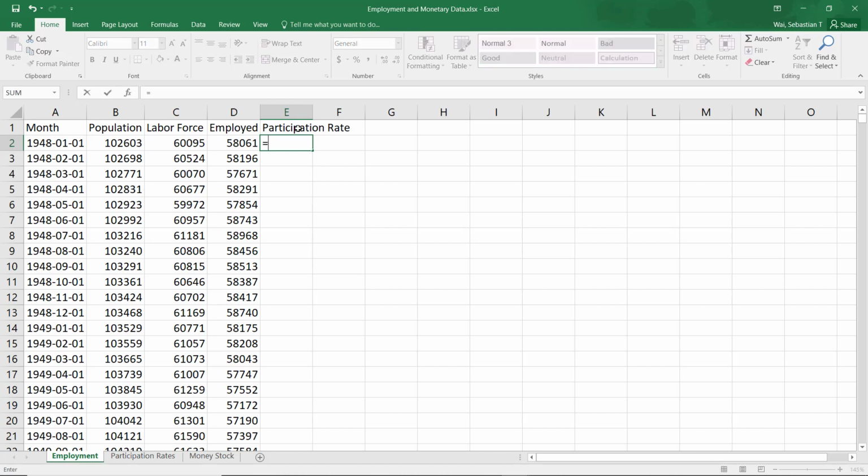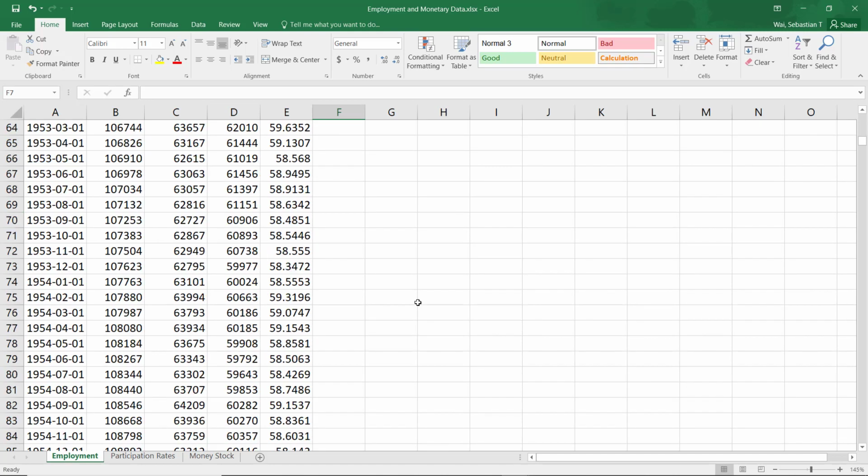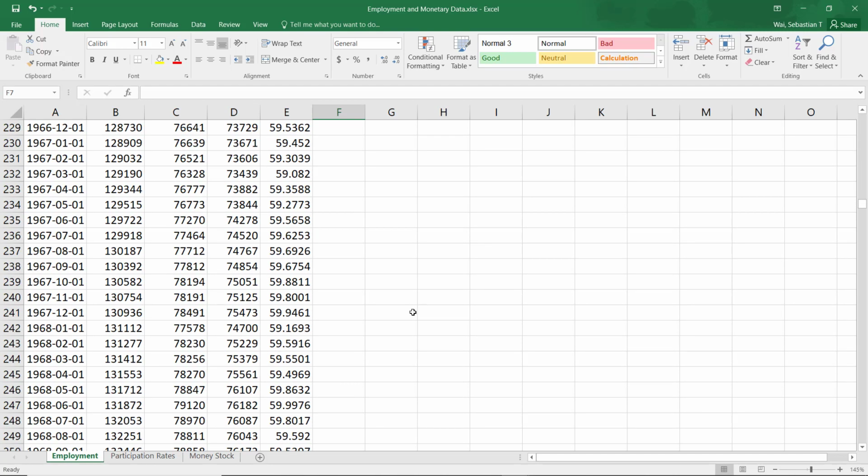As we defined it before, we're going to take our total labor force and divide that by the total population. Then we're going to multiply it by 100%. So for January 1948, the labor force participation rate was about 58.6%. I'm going to copy this all the way down. As we scroll through this data, we can see the participation rate hovers around 58 to 59% for many years.